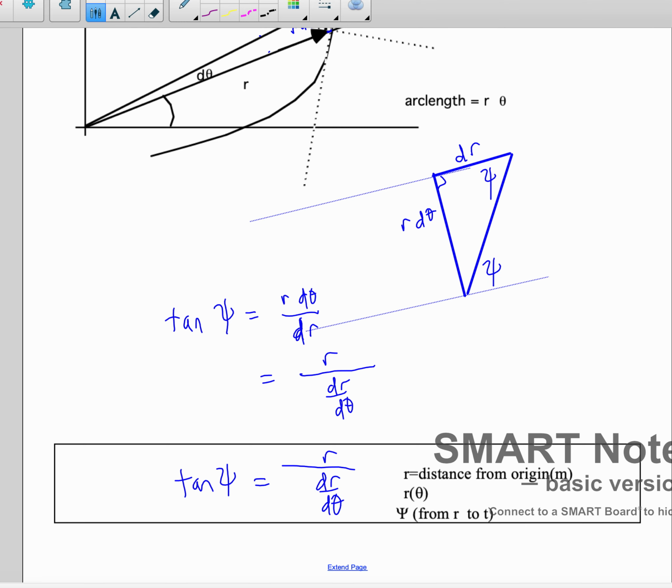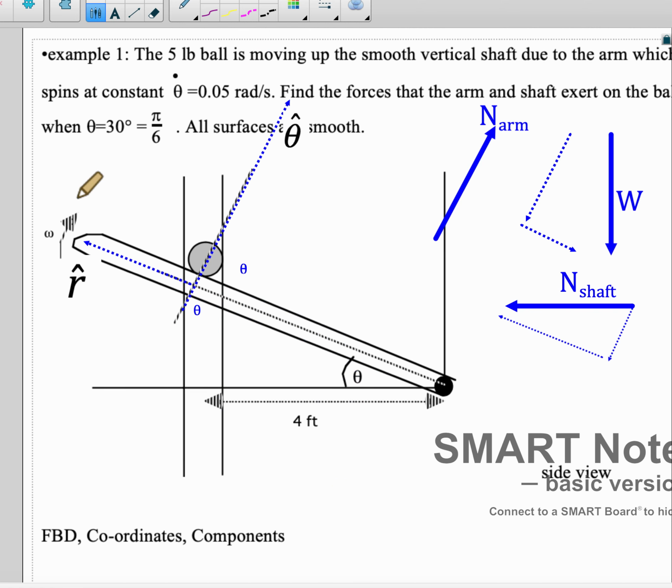Let's look at our first dynamics problem now, just on the next page. So here we've got a ball that's being pushed up a shaft, a vertical shaft. So we're looking at this from the side. This is a side view. And what's pushing it up is a rotating arm that's fixed at this black dot, which is the origin. And as it rotates, you can see that the ball will be pushed upwards. Now, we are asked to find the forces acting on the ball. And so we will start with a force diagram.